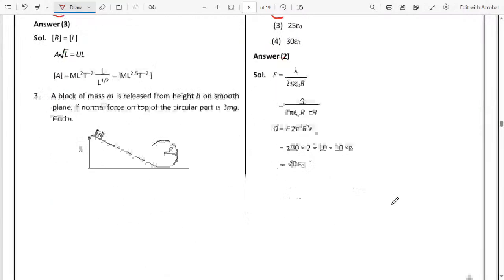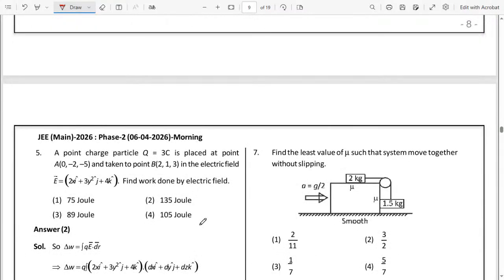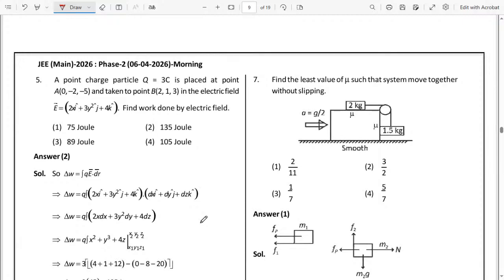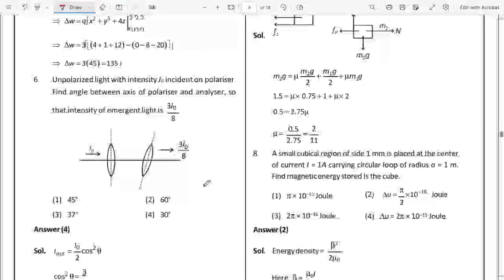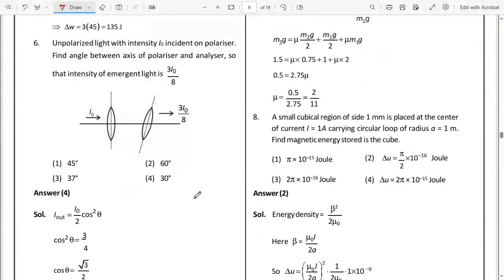Next, question number 5. A point charge particle Q equal to 3C is placed at point A 0, -2, -5 and taken to point B 2, 1, 3 in the electric field. Find work done by electric field. Option 2 is correct option, students. That is 135 joule.